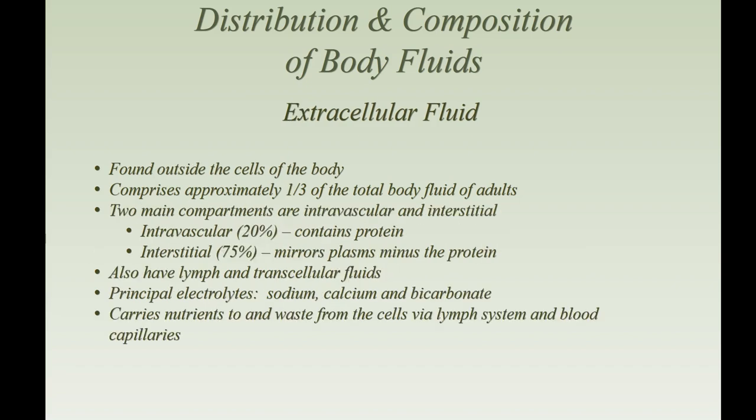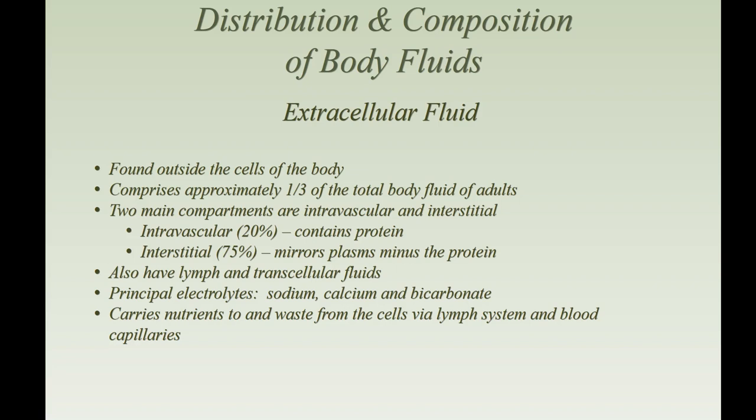Extracellular fluid is found outside the cells of the body, and it comprises about 1/3 of the total body fluid of adults. This includes cerebrospinal fluid, pericardial fluid, pancreatic, pleural, intraocular, biliary, peritoneal, and synovial fluids. So it's not just fluids that are in the interstitium or in the vasculature. But the two main compartments are intravascular and interstitial.